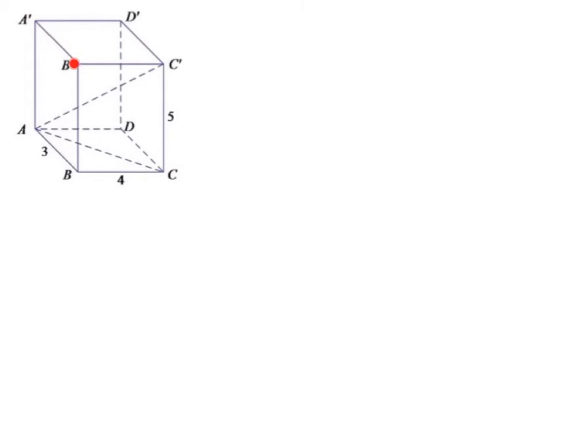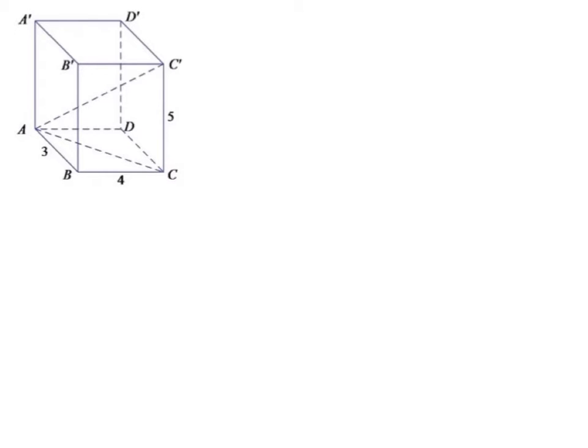AB and A prime, B prime are both perpendicular to the connecting segment. Therefore, they're parallel. Do line AB and line A prime, B prime lie in the same plane? Yes, they do. They lie in this plane. I can name this plane with any three letters, A, B, B prime, or any combination of those letters. A prime, B, A prime, B prime, etc. They do lie in the same plane.